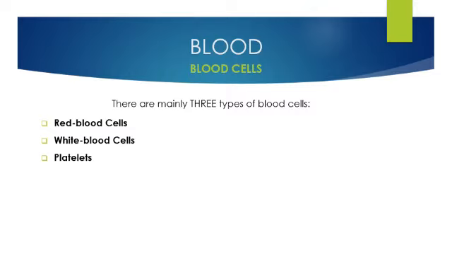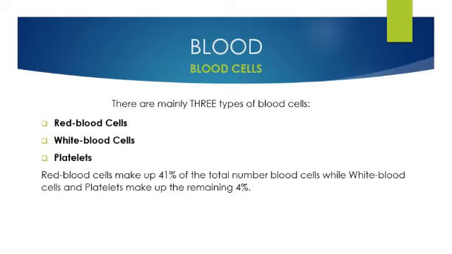Now, we said blood cells make up 45% of blood. Now, how are these three blood cells distributed in that 45%? Well, red blood cells make up 41% of these blood cells, while the remaining 4% is shared by the white blood cells and the platelets. And this is why mostly the color of blood will be reddish in color, because of the amount or the numerous red blood cells.